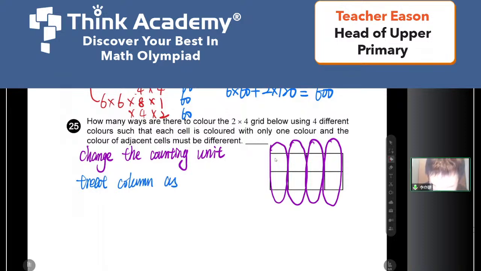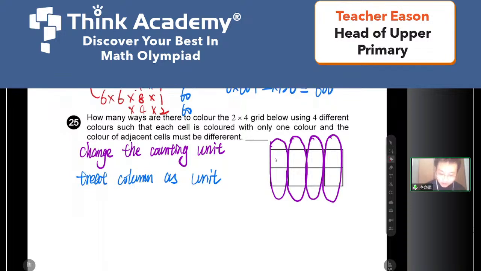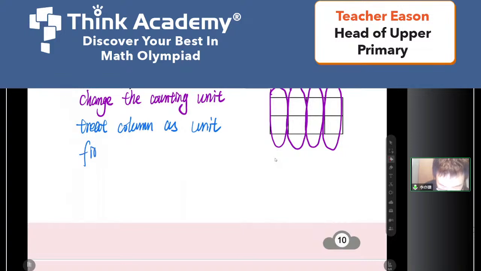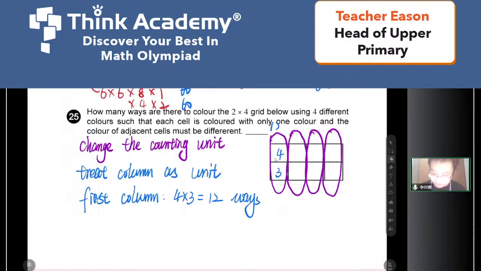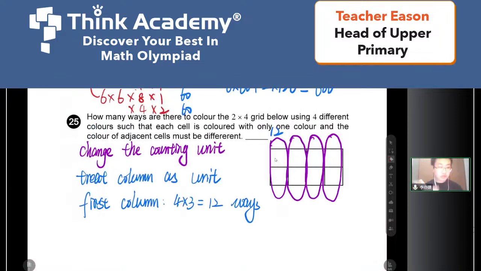We treat column as the unit. So now, for the first column, how many ways are there to color the first column? We have 4 times 3, right? We have 12 ways for the first column. And then we just treat, right?